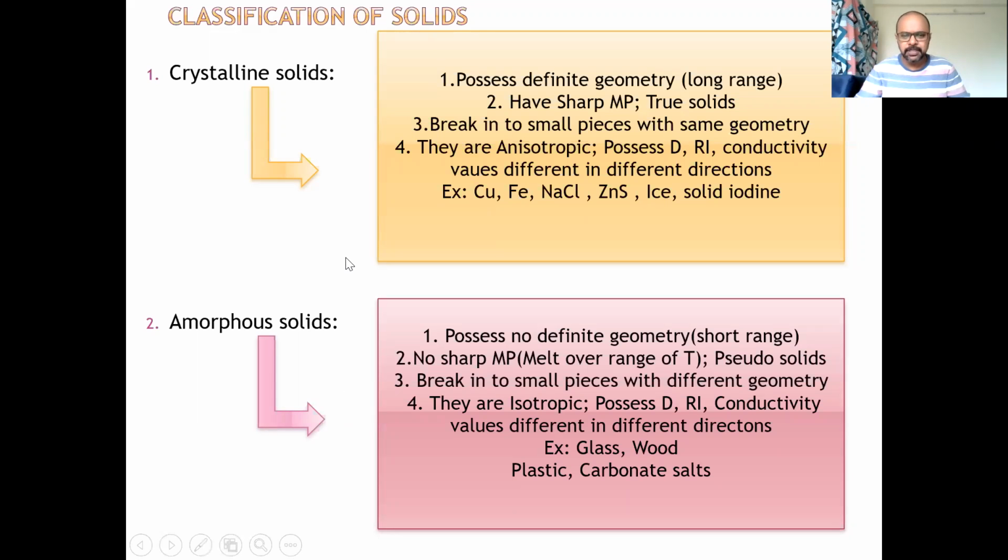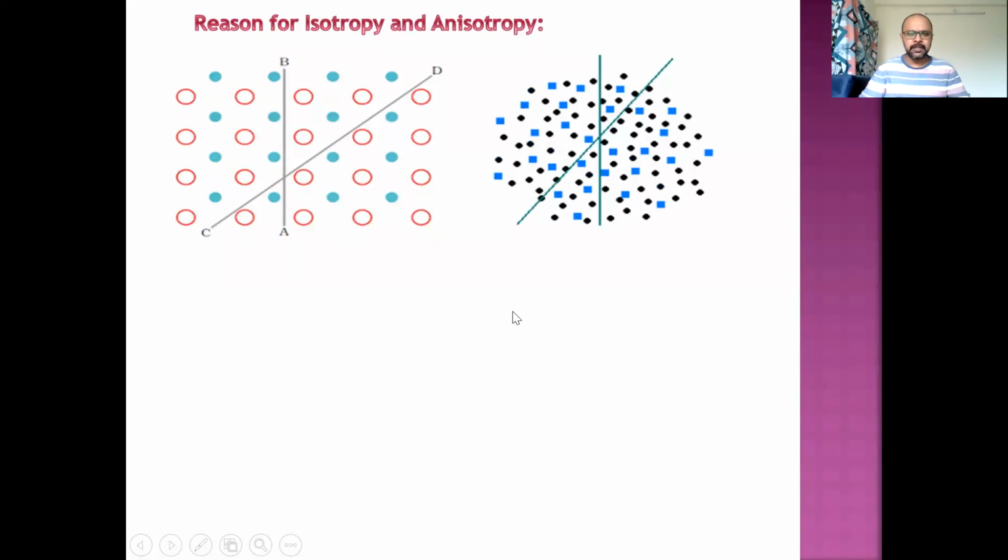Yeah, we'll take up the next. Shall I proceed now? Yes, sir. Now, what is it that we are going to see? So, how come isotropy for amorphous solids and anisotropy for crystalline solids, though there is a definite geometry? Let's see. I have taken these two pictures here. You have to tell me left hand and right hand, picture 1 and picture 2.